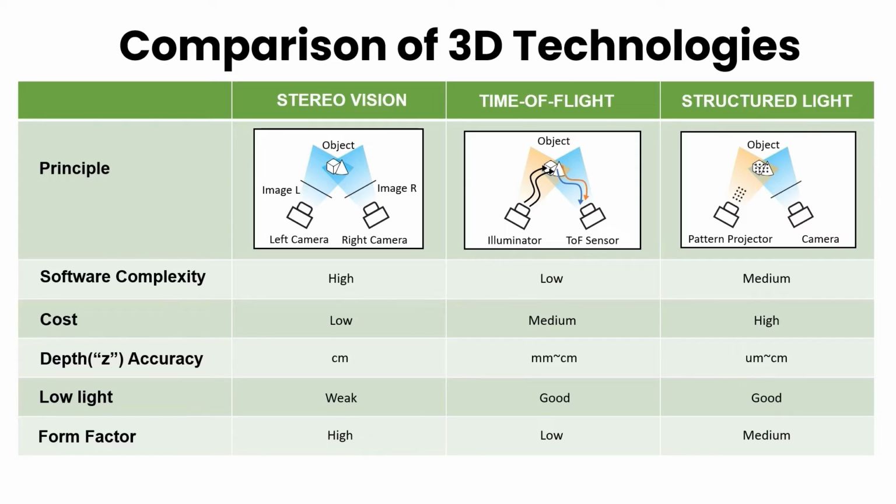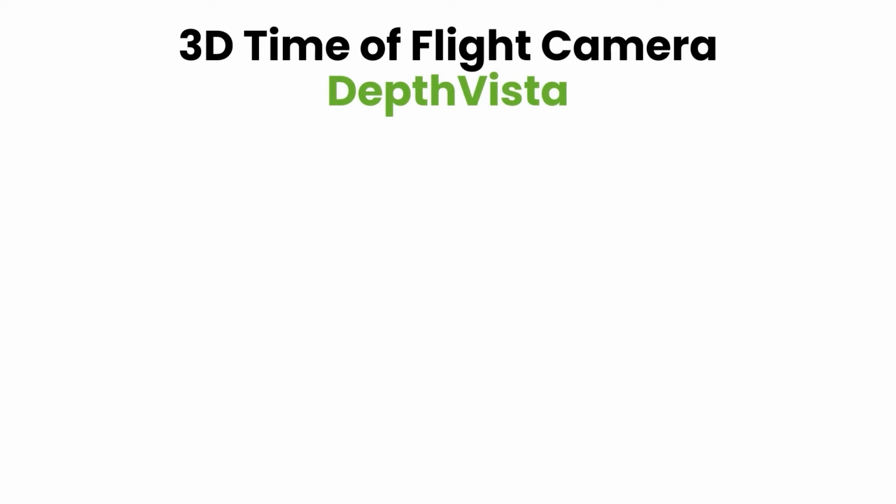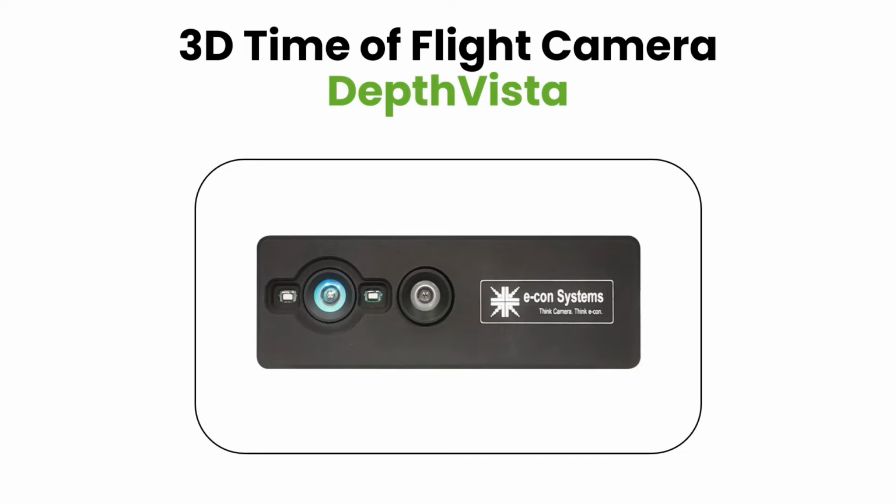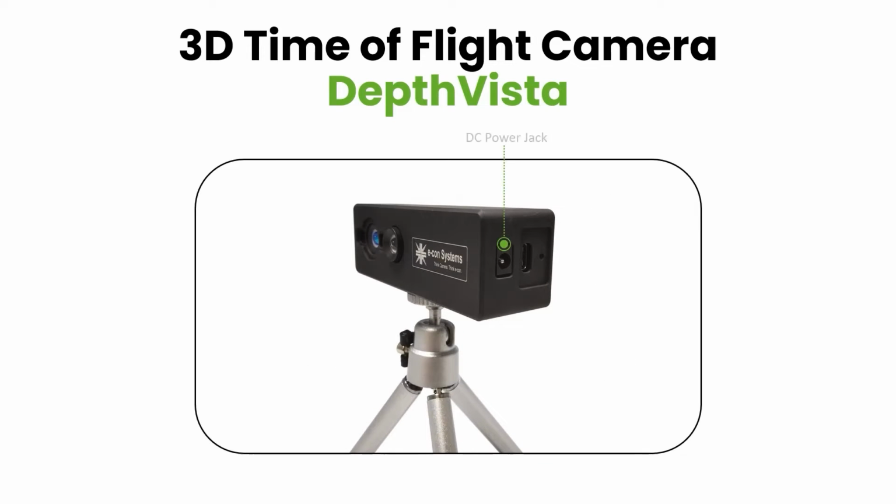With that, let us jump into the next section where we look in detail at the features of the DepthVista, which is e-con's latest 3D depth camera. DepthVista is the 3D time of flight camera that houses a depth sensor and an RGB sensor. It is a pre-calibrated camera with an enclosure that comes with a USB interface and a tripod mount.